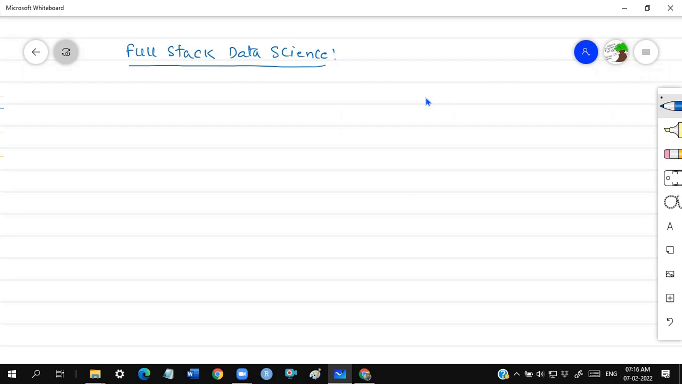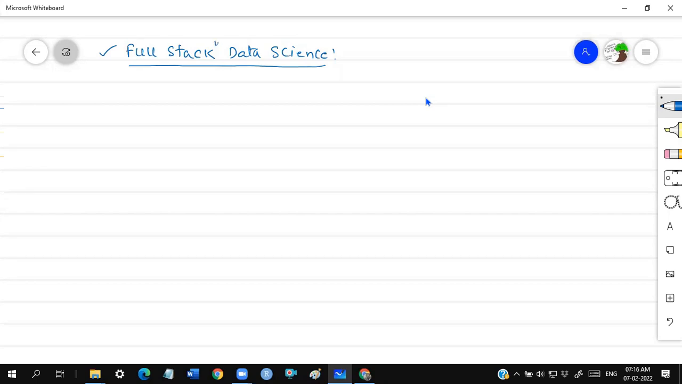I'm using a pen tablet and this is my whiteboard, the software which I'm going to be using from Microsoft. You will also be getting copies of these whiteboards, guys. Whatever I'm writing here, you will be getting the copy of this particular full stack, whatever I'm writing in the whiteboard. Yeah, a full stack data science course, guys.